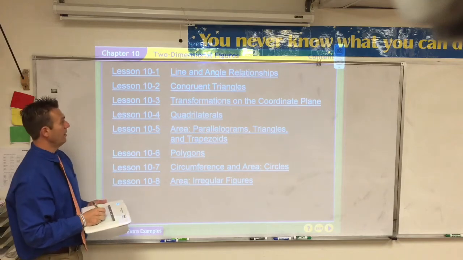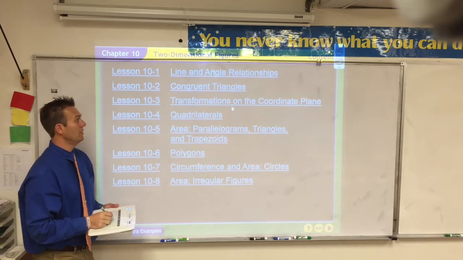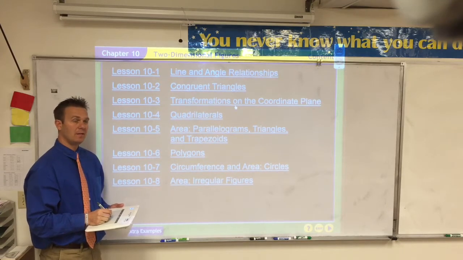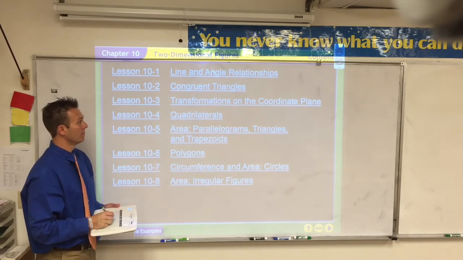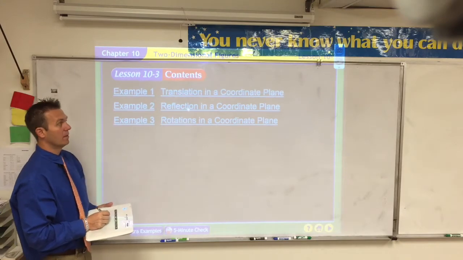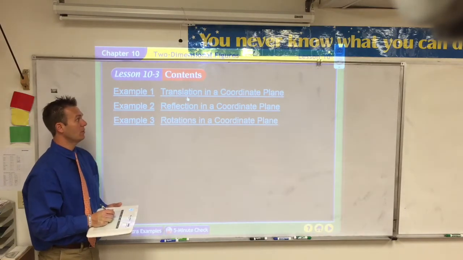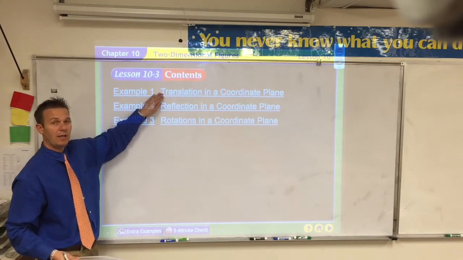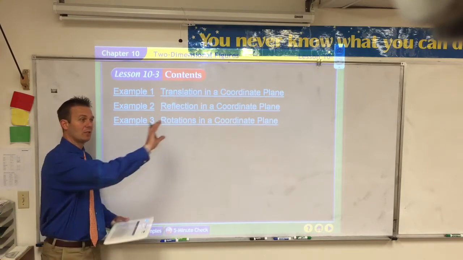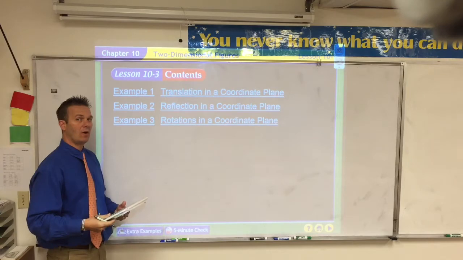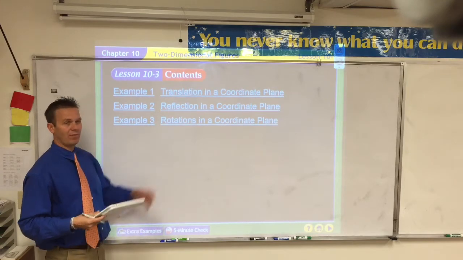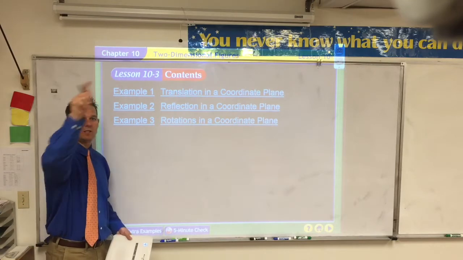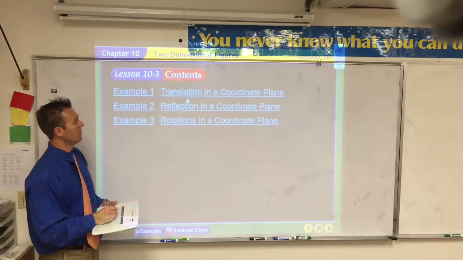All right, so today we're going to learn about lesson 10-3, transformations on the coordinate plane. You can go ahead and put that title down and today's date. And there are 3 examples: translations, reflections, and rotations. Another name for translations is sliding, so you're sliding an object across a graph. There's a reflection where you actually flip it, and there's a rotation where you actually turn it. So those are different names that are used sometimes.